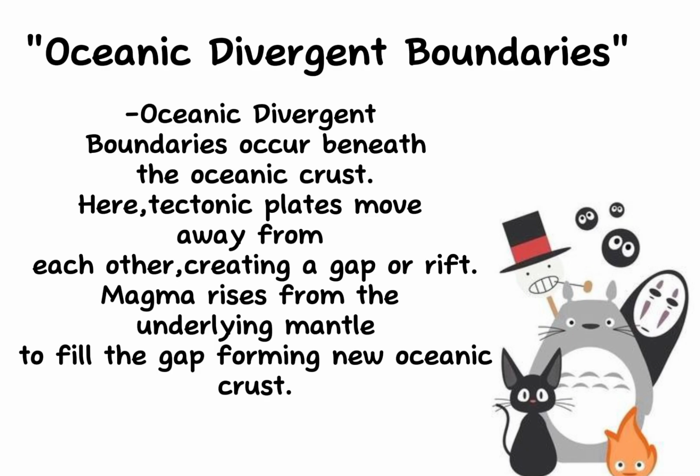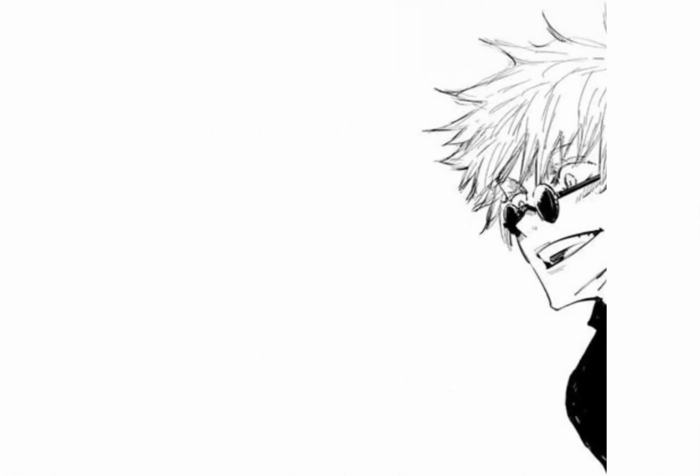Oceanic divergent boundaries. Oceanic divergent boundaries occur beneath the oceanic crust. Here, tectonic plates move away from each other, creating a gap or rift. Magma rises from the underlying mantle to fill the gap, forming new oceanic crust.